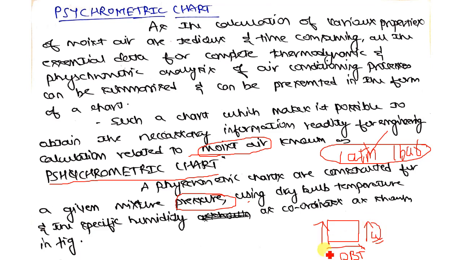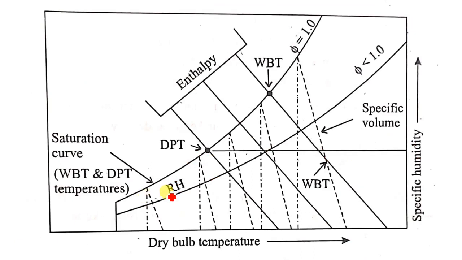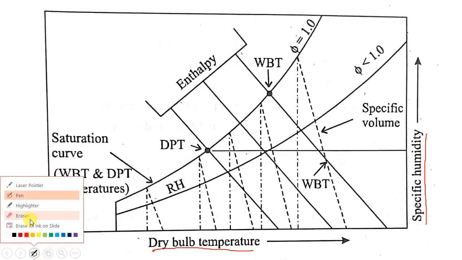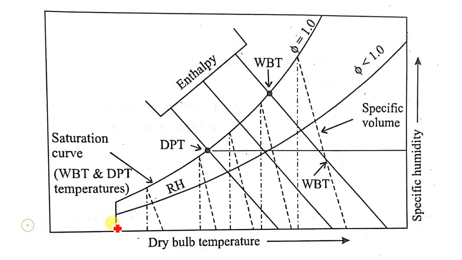Let us see how this psychometric chart looks. This is how it looks. It has numerous lines in it, straight lines and curved lines. There are many things in the psychometric chart, and we shall discuss them one by one. First, understand the coordinates of a psychometric chart. The x coordinate is the dry bulb temperature and the y coordinate is your specific humidity. That is the first thing you need to understand.